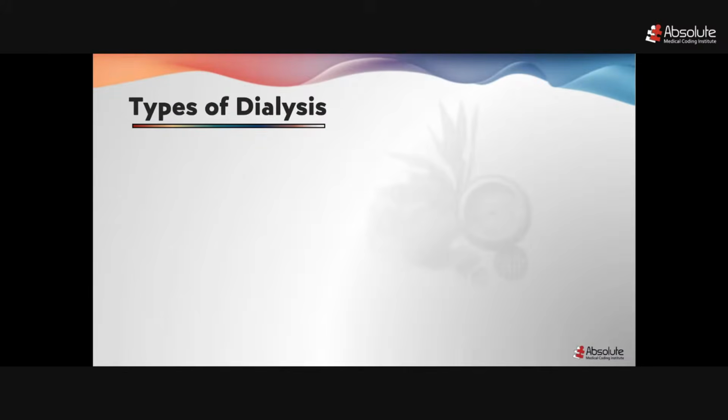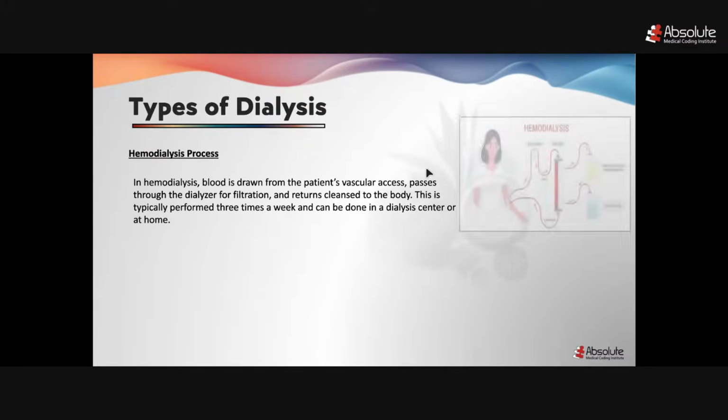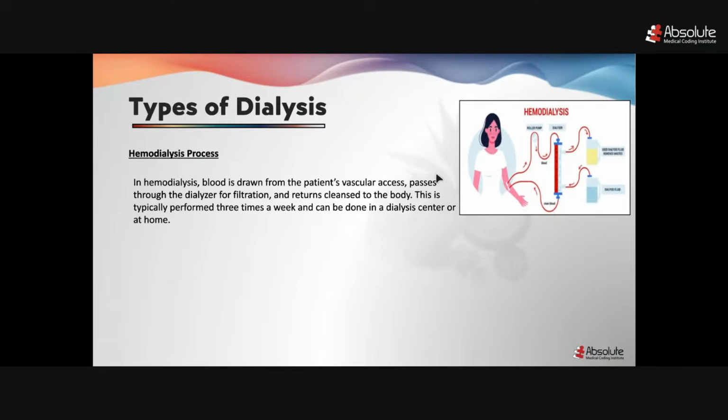So now let's break down two main types of dialysis and how they work. As I said, there is a hemodialysis process, and in hemodialysis, blood is drawn from the patient's vascular access. It passes through the dialyzer where it is filtered and then returns cleansed to the body, and is usually done 3 times a week. And this can be performed in a dialysis center or even at home.